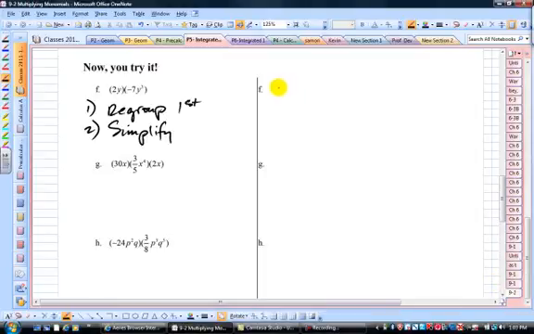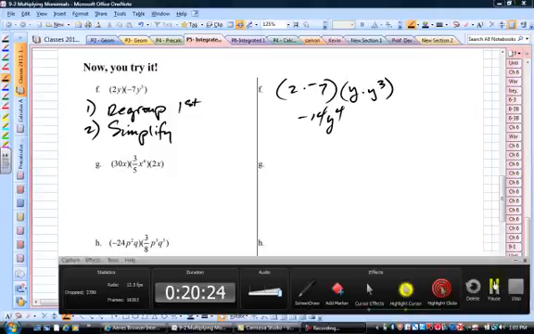Let's check it out. Regrouping the constants, 2 times -7, and then y times y cubed. 2 times -7 is -14. y times y cubed is y to the 4th. Okay, who got that one? All right, now something a little bit more challenging, example G. Go for it.